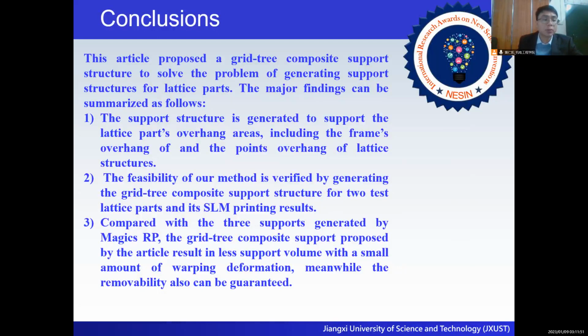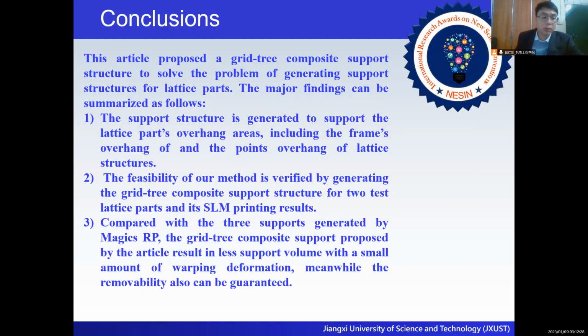The support structure is generated to support the lattice part's overhang area, including the frame's overhang and the point overhang of the lattice structure. The feasibility of our method is verified by generating the grid tree composite support structure for two test lattice parts and its SLM printing results.